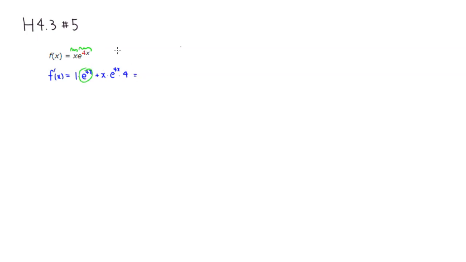So this can be simplified. You have e to the 4x in common, so pull it out. So e to the 4x, and what's left is a 1 from the first term, and then 4x from the second term, so plus 4x. This is the first derivative, and we set this equal to 0. So we can make 1 plus 4x equal to 0, so x equals negative 1 over 4. That's the critical number.